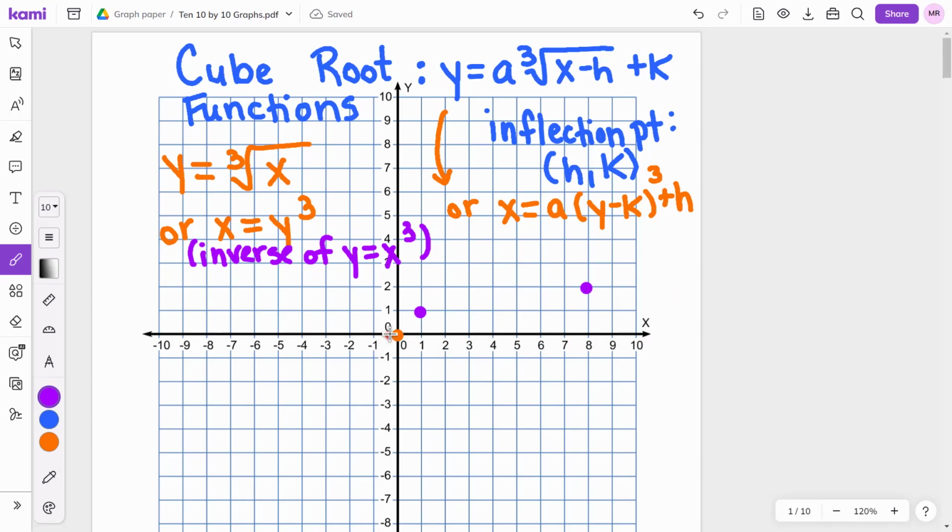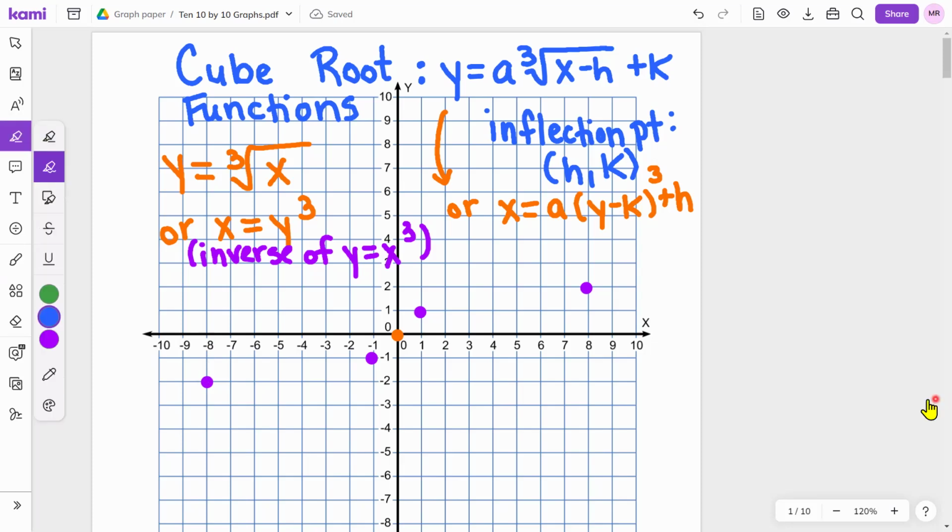Okay, now going in the negative direction. When I take the cube root of a negative, I get a negative. So the cube root of a negative 1 is negative 1. And I'm going to go out to a negative 8, and the cube root of negative 8 is a negative 2. And this is going to be our graph.